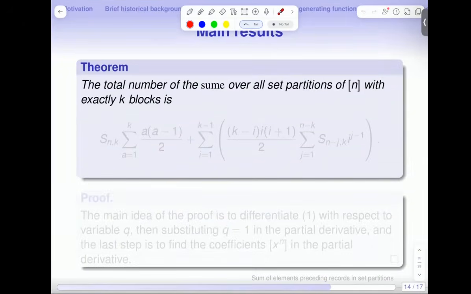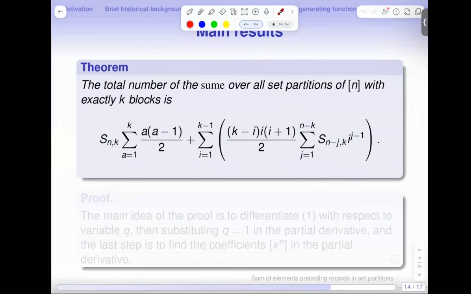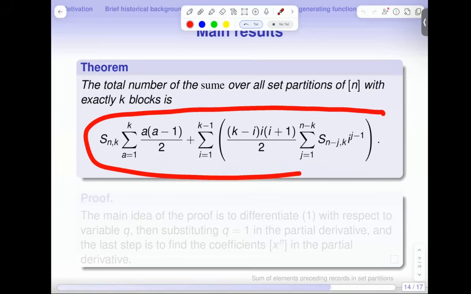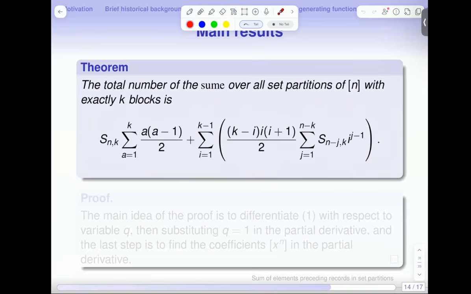Okay, so main results. The total number of sum over all set partitions of n with exactly k blocks is this number, and we can see that we can express this number in terms of the Stirling numbers of the second kind. So it's really a nice result. I would also like to mention that only recently we found a combinatorial proof of this formula.